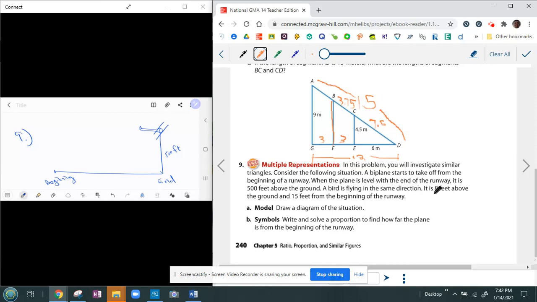a bird is flying in the same direction. Okay, and it is 15 feet from the beginning of the runway. So 15 feet from the beginning of the runway, and it is 8 feet above the ground. Okay, here's my little birdie. 8 feet is right there.